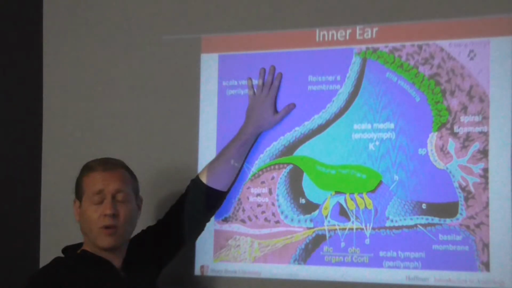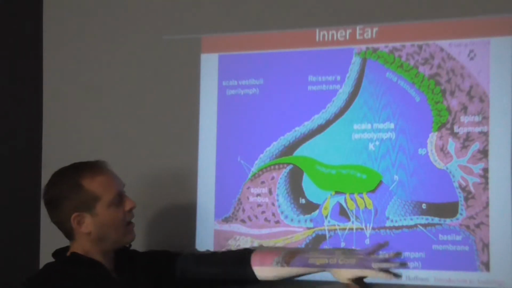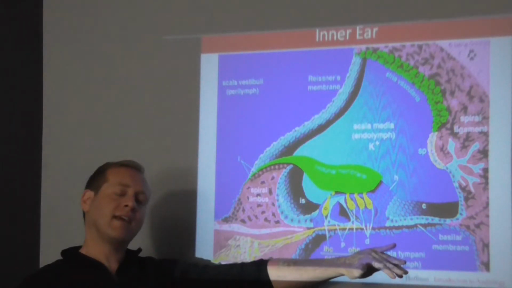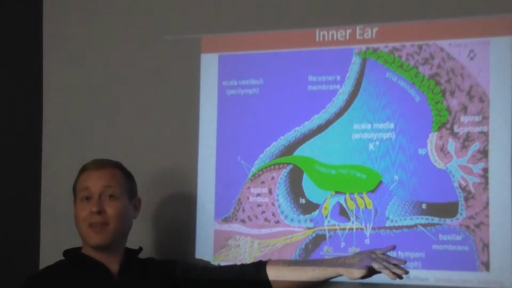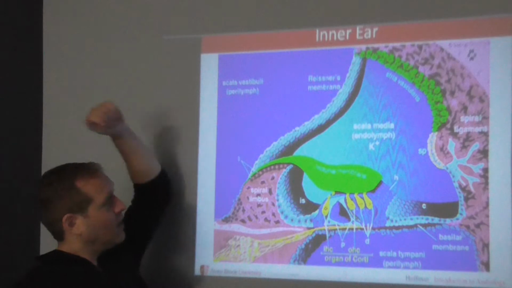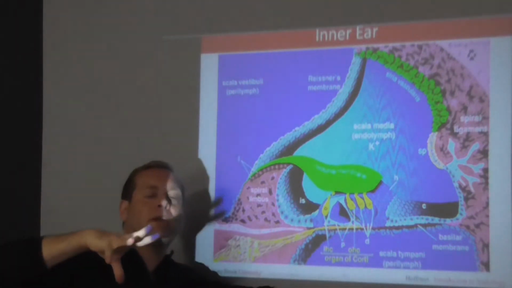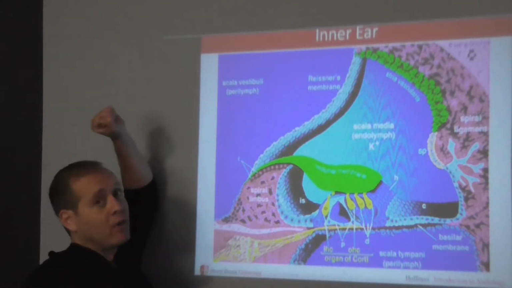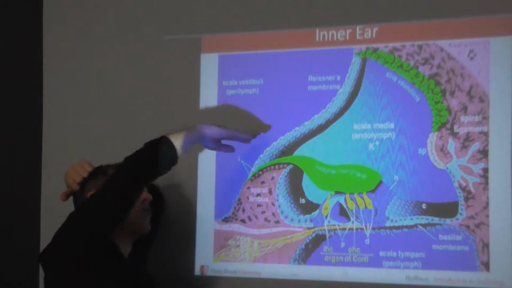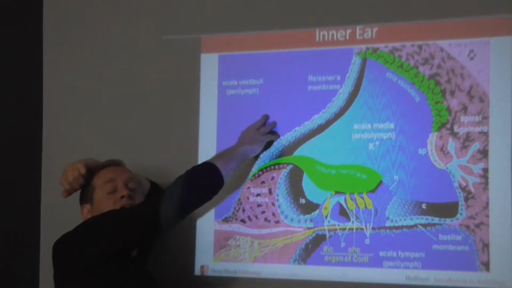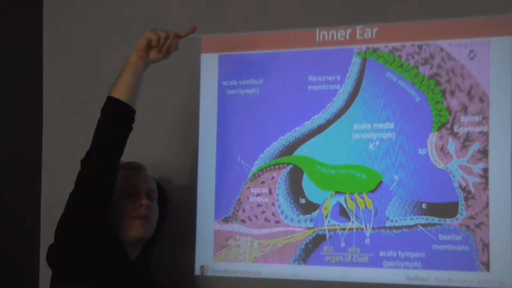Up top is a portion of the scala vestibuli. It's filled with perilymph. Down on the bottom is a portion of the scala tympani. It's filled with perilymph fluid. Okay? So, energy from the stapes gets pushed into the oval window. The perilymph fluid in the scala vestibuli takes that energy. It travels through this tube all the way up to the top of the cochlea, the apex of the cochlea.